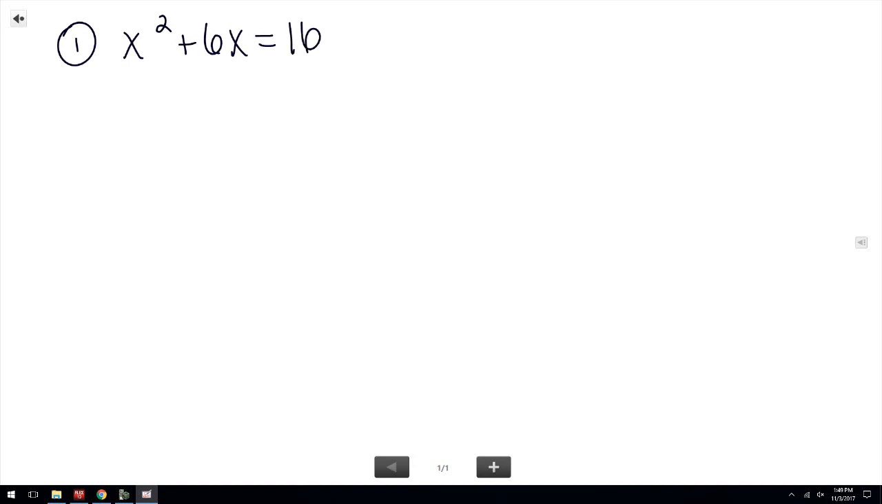Okay, so the only time that we do not want it equal to 0 is with completing the square. We're not doing completing the square, right? So we do want it equal to 0. So what do we do? Subtract the 16, unless you can tell me that that's negative 16 in your head. If you can do that, then leave it alone, okay?